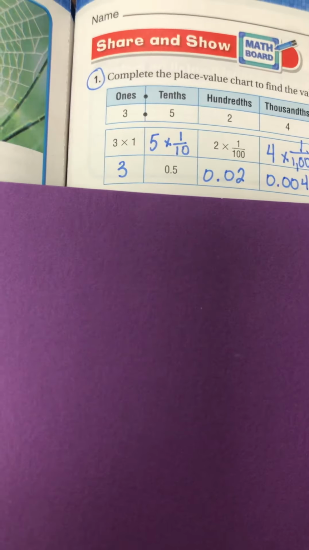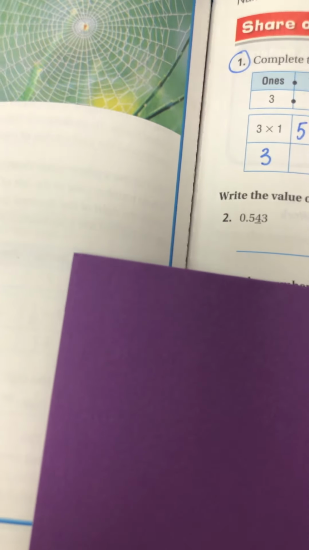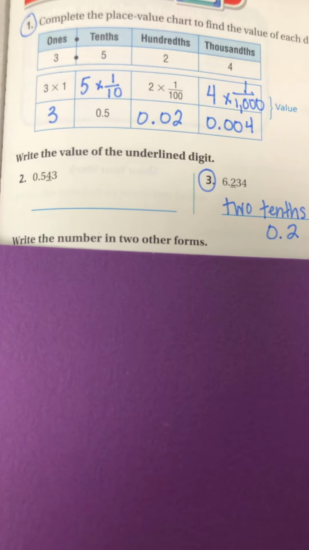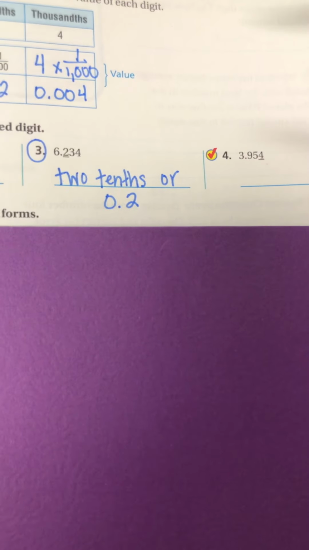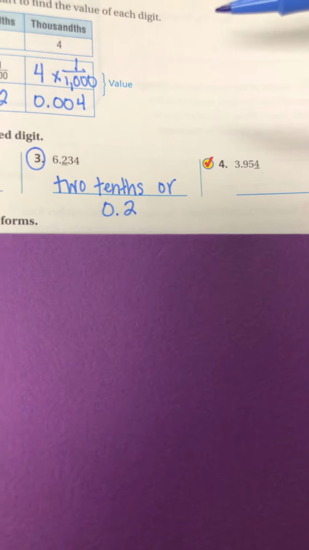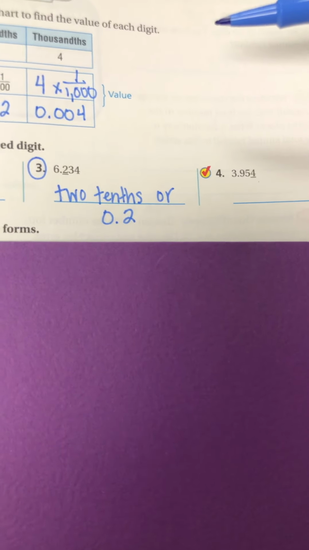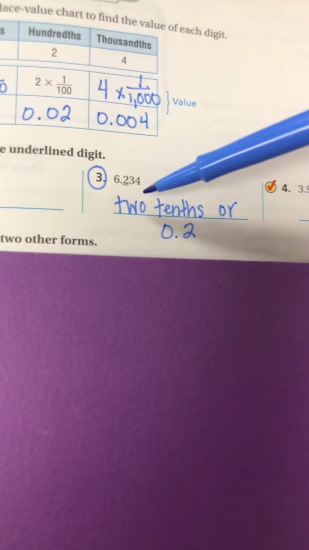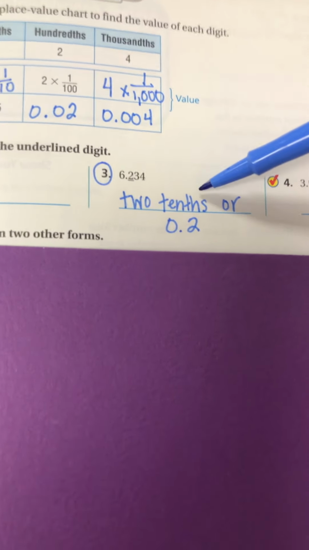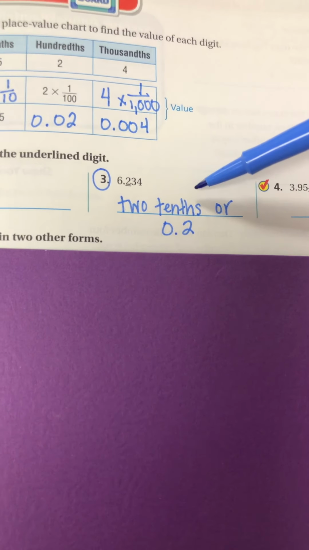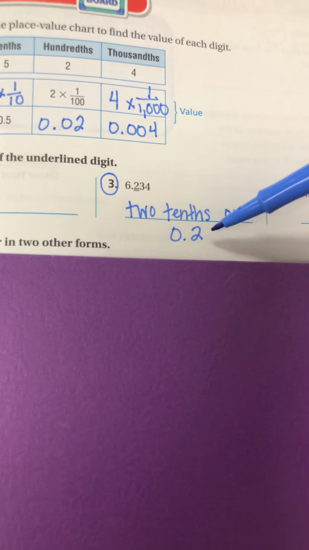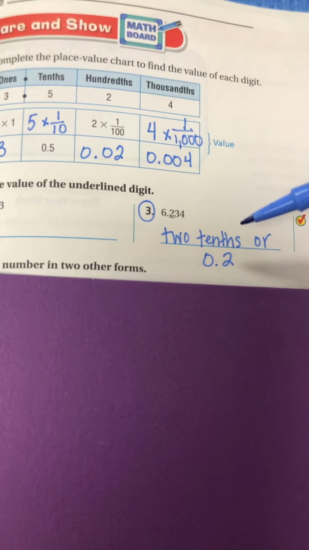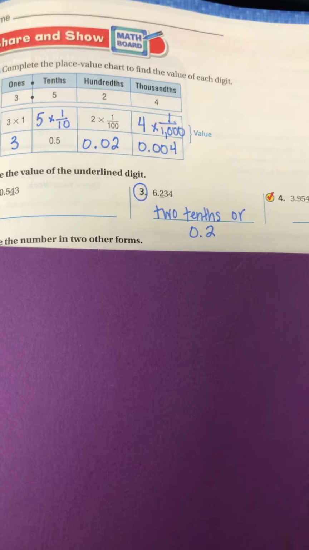Now, I'm also going to do, and I already wrote it out, number 3. You have to write the value of the underlined digit. So the underlined digit is 2. Well, what place value is the 2 in? It's in the tenths place. So therefore, it's equal to 2/10ths, or because we're writing it in 2 different ways, it could also be written as a decimal, 0.2. Okay, so then you would do the same thing for 2 and 4.